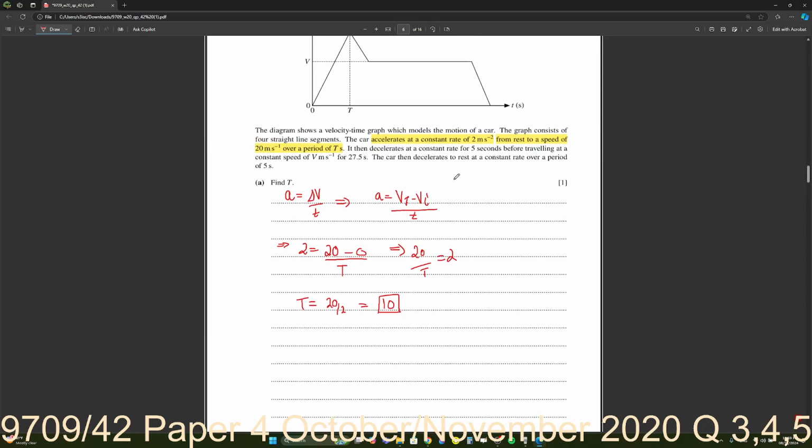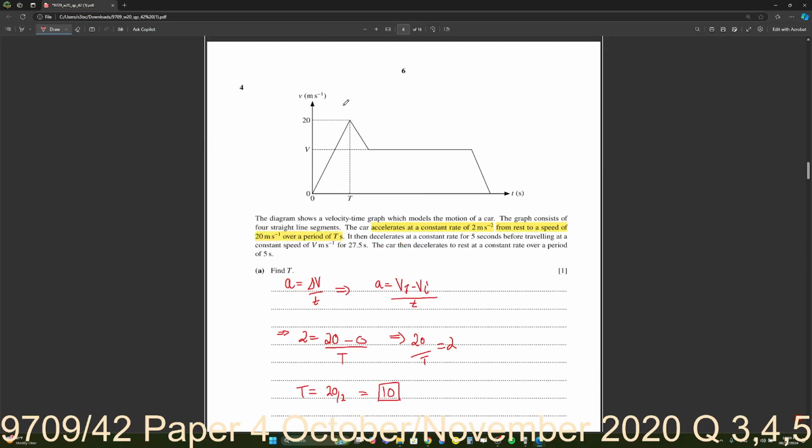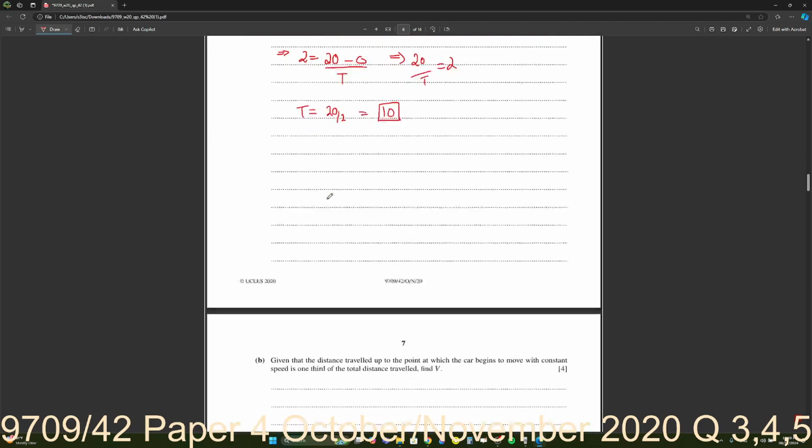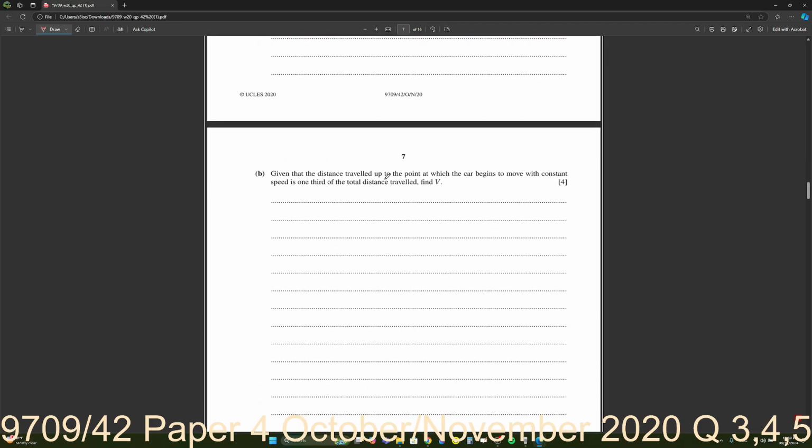Very, very easy. Okay. Also, you can see here it went from 0 to 20 over a period of 10 seconds. They told us that the acceleration is 2. So basically the slope here is equal to 2, by the way, because the slope of a VT graph is what? Acceleration, right? Okay. Part B, given that the distance traveled up to the point at which the car begins to move with constant speed is 1/3 of the total distance traveled, find v.